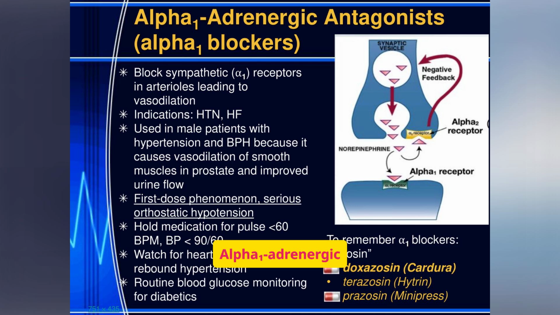Alpha-1 adrenergic antagonists block sympathetic receptors in arterioles. We'll discuss their indications and important nursing considerations. These meds, ending in zosin, like doxazosin, relax blood vessels, and are especially helpful in older men with hypertension and BPH, but they can cause the first dose phenomenon, a sudden drop in BP, leading to dizziness or fainting.